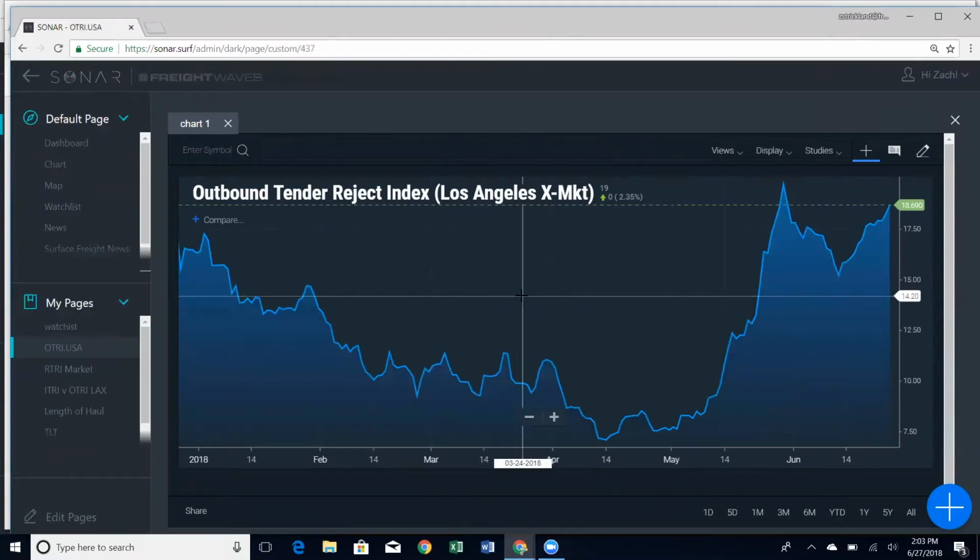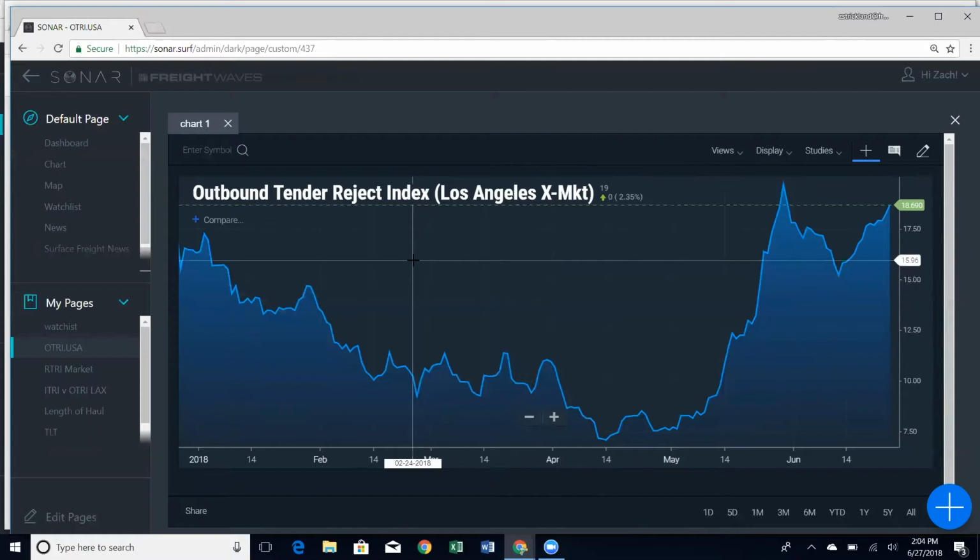And with that, we are going to get started, and this week's focus will be on our tender reject index, and more specifically how our outbound tender reject index and our inbound tender reject index can be viewed alongside each other. What can they tell you as we navigate different geographical markets, how will they react differently? To get that kicked off, I'm going to kick it over to Zach Strickland.